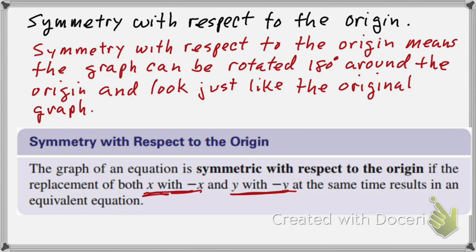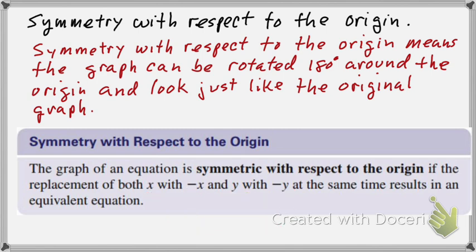Now look at that first part there. If you replace x with negative x, isn't that what we used to check for symmetry around the y-axis? And if you look at the second one, y with negative y, that's exactly what we did to see if it was symmetric around the x-axis. So in other words, if you've got y-axis symmetry and x-axis symmetry, you have to have symmetry about the origin.